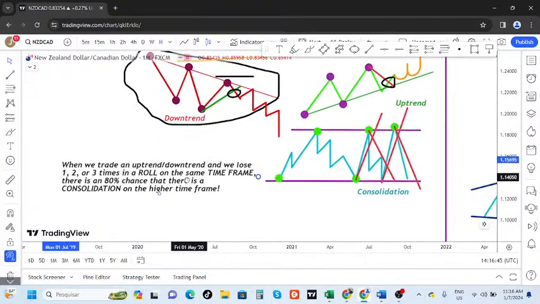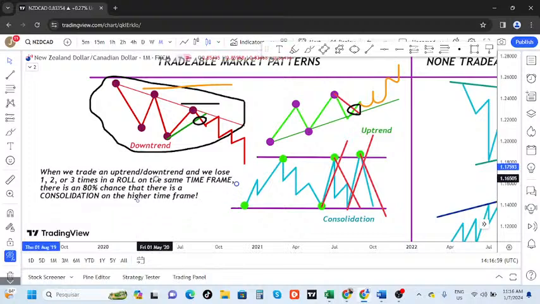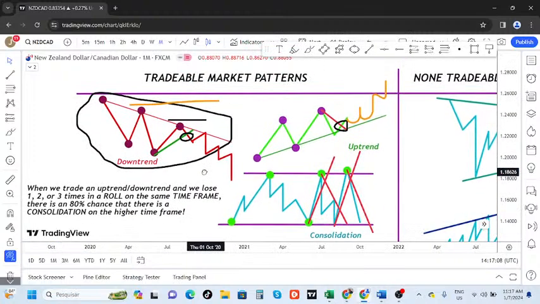And let's not forget, let's take this out also right here. It says when we trade an uptrend or a downtrend and we lose 1, 2, or 3 times in a row on the same time frame, there is an 80% chance that there is a consolidation on the higher time frame. So we want to always wait for the market to confirm that 100% consolidation movement, just as we wait for the market to confirm 100% downtrend or 100% uptrend before we buy or sell. It's the same thing we are going to do on the consolidation time frame.